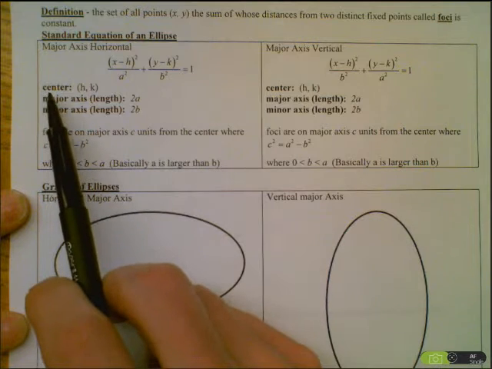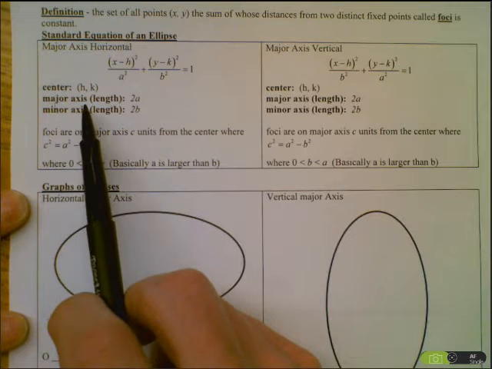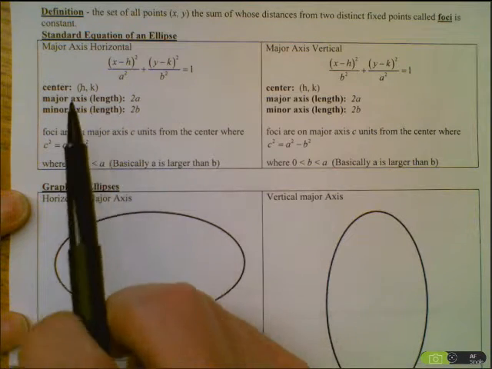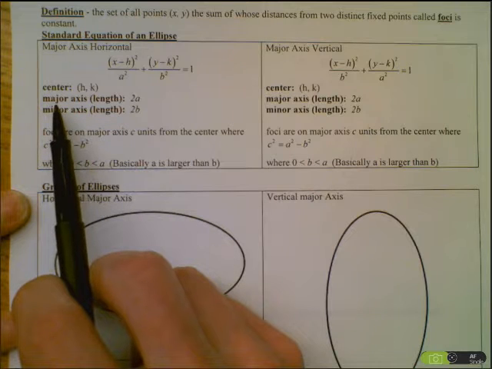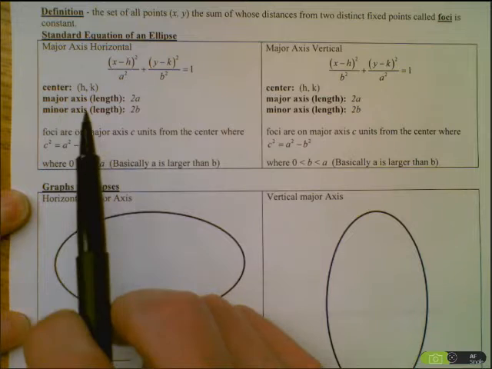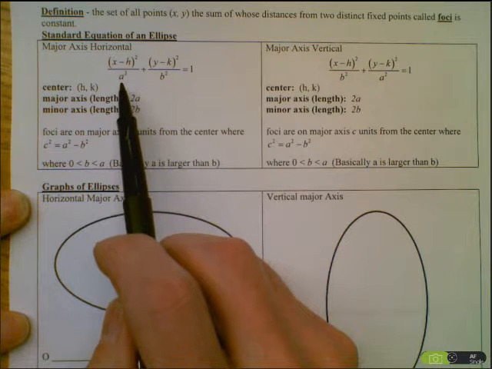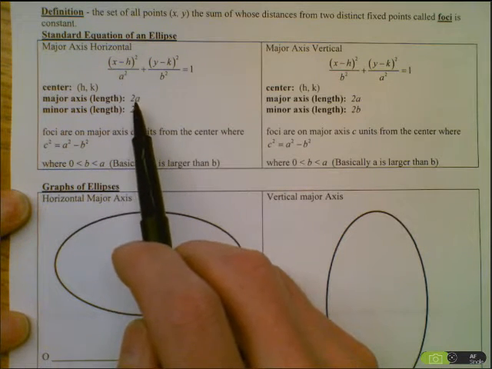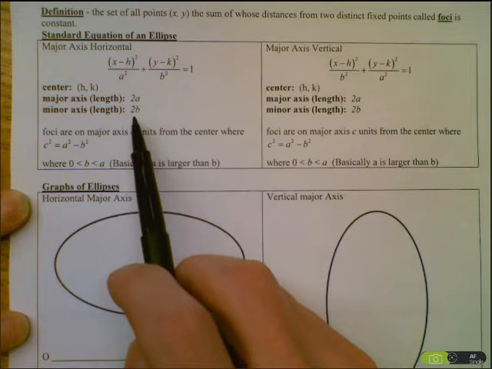So knowing the standard equation, there's certain pieces of information that we can pick off right from that equation. So we can find the center just like we did for a circle, so the center is h, k. We can find the length of the major axis, and we'll talk about what that is in just a minute. So if we figure out what a is by taking the square root of a squared and we double that, that will give us the major axis.